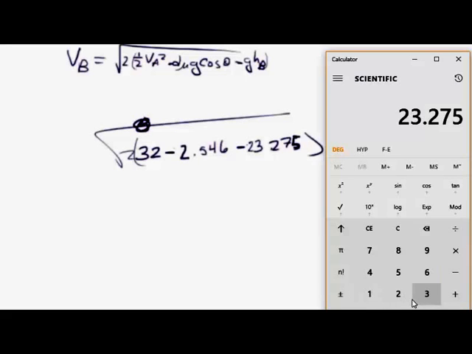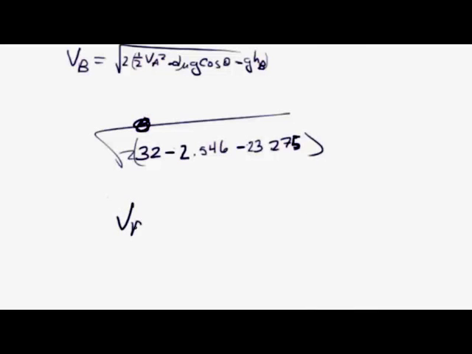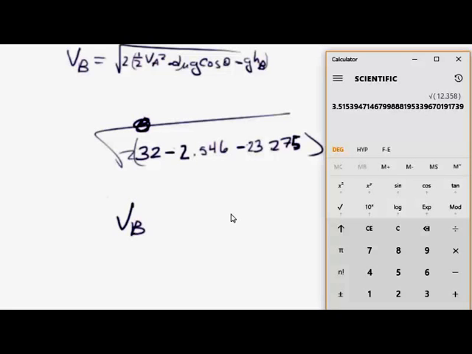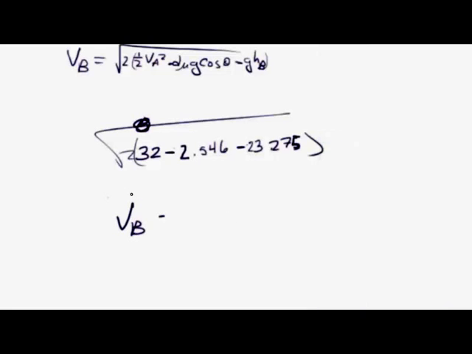So 32 minus 2.546 minus 23.275 equals 6.179, times 2 equals 12.36, and take the square root of that, and we get the velocity at B should be equal to 3.515. I guess, I don't know.